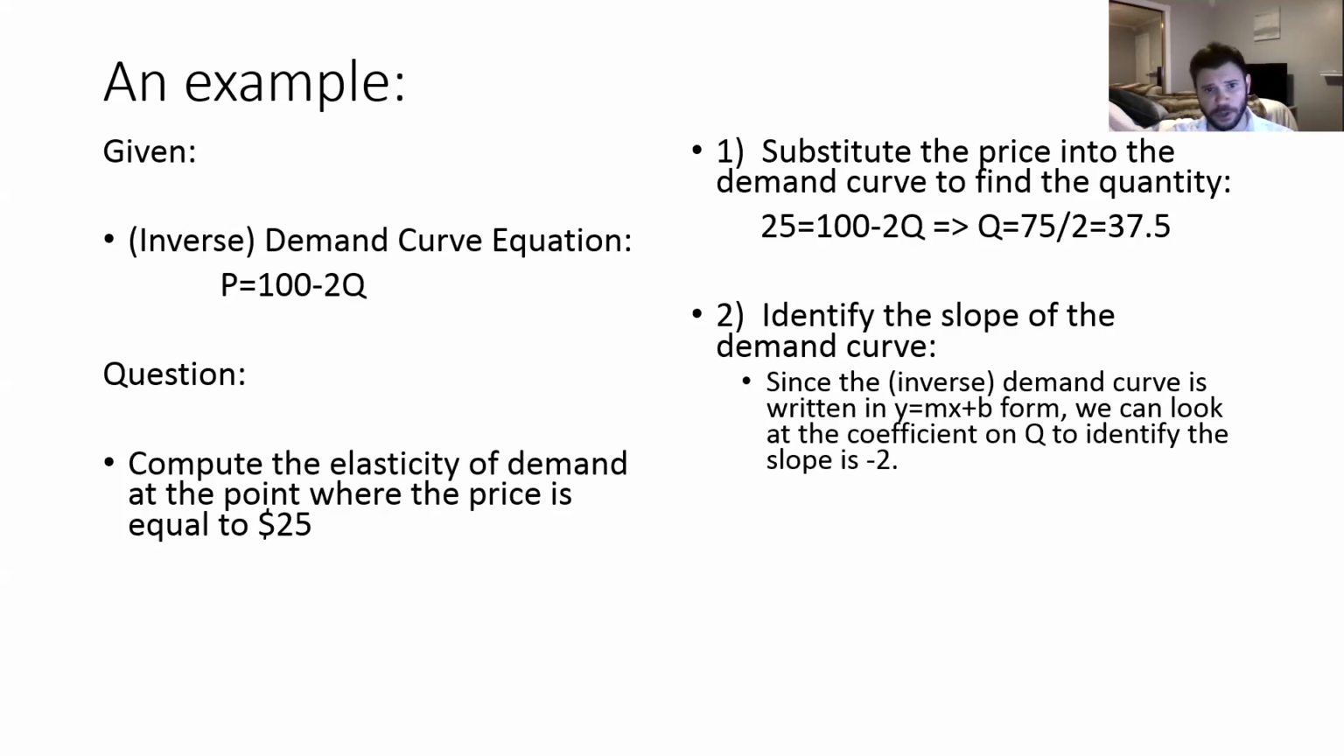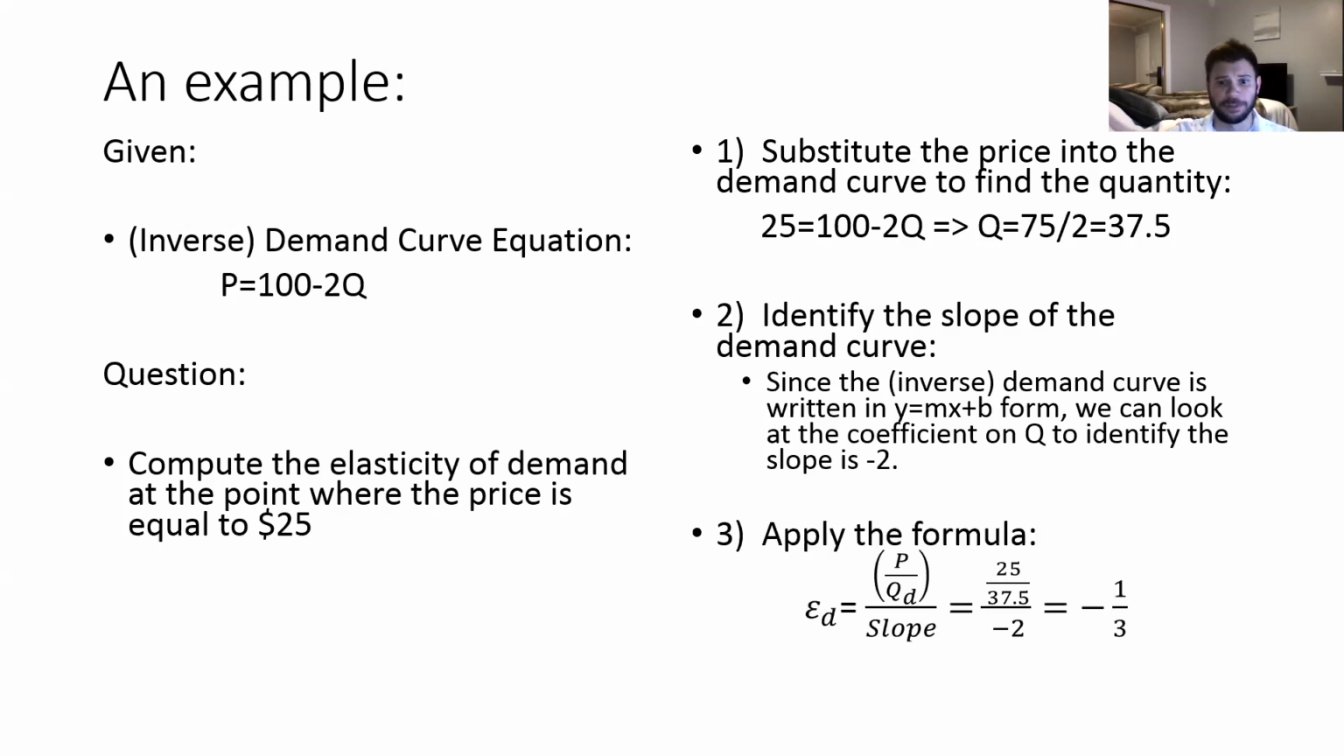So we have our slope. We know the value of P is 25. We know the value of Q is 37.5. So now we can apply the formula here, plug in those values, and we see that the elasticity of demand at this particular point on the demand curve, where P is 25, where Q is 37.5, is exactly 1/3.